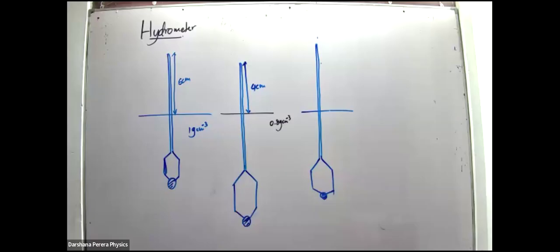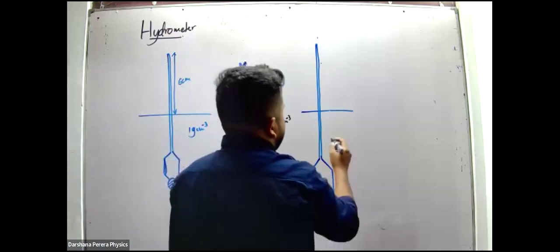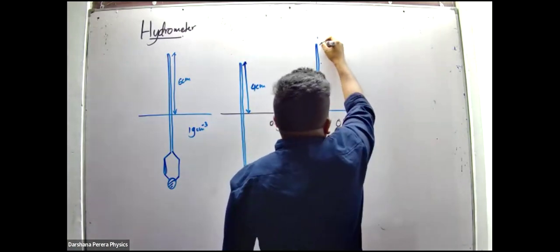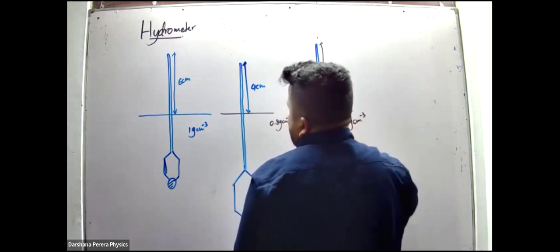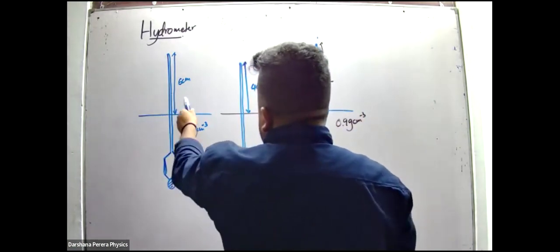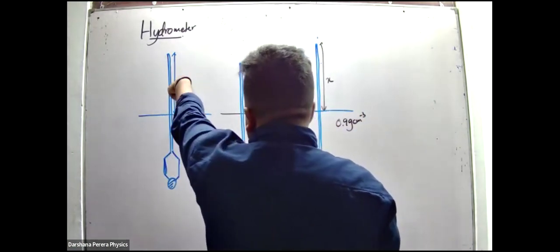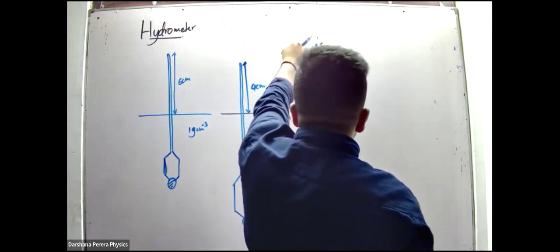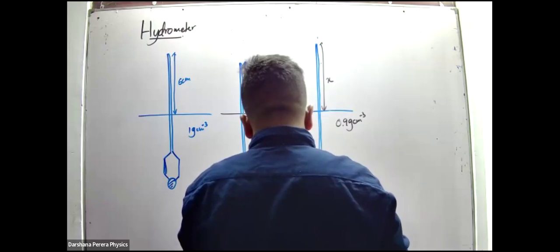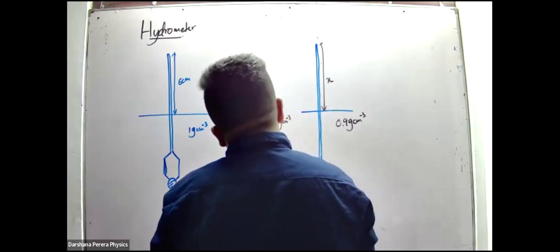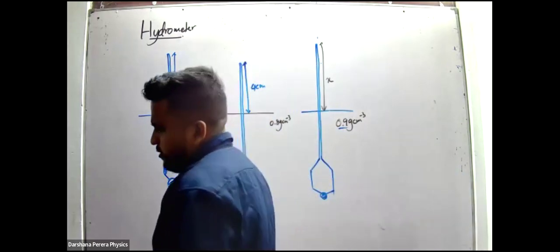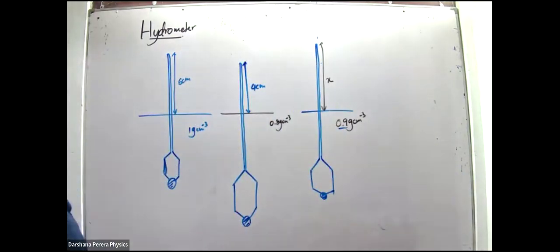When the hydrometer is in the liquid of 0.9 g cm^-3, like this, in the water there is 6 centimeter above this one. So there is 4 centimeter above this one, and there is x centimeter above this one. Find the x. Okay, do this one.